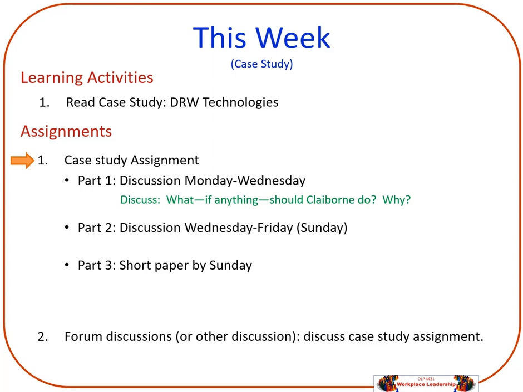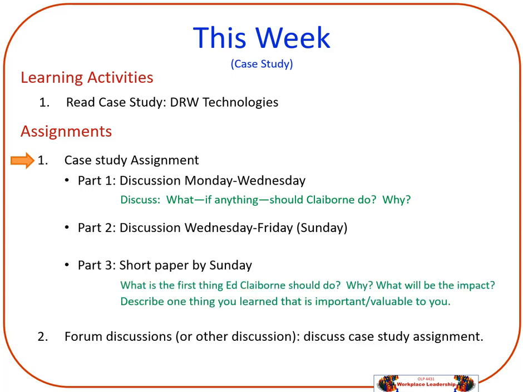Part 3 is to write a short paper by Sunday. In that short paper, include the first thing that Ed Claiborne should do, according to you. What do you think the first thing is that Ed Claiborne should do and why? And what will be the impact of doing that? I also want you to describe one thing you learned that's important and valuable to you.